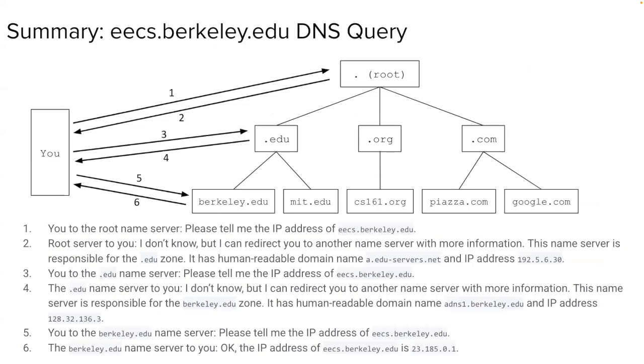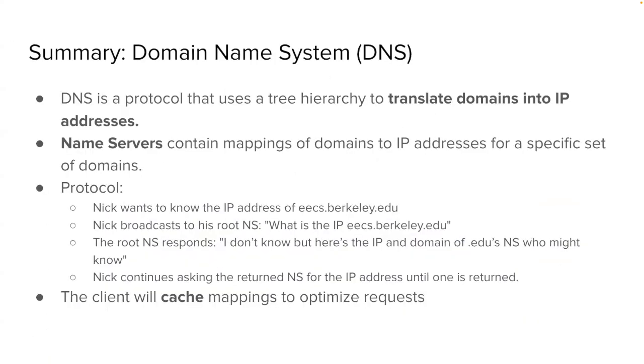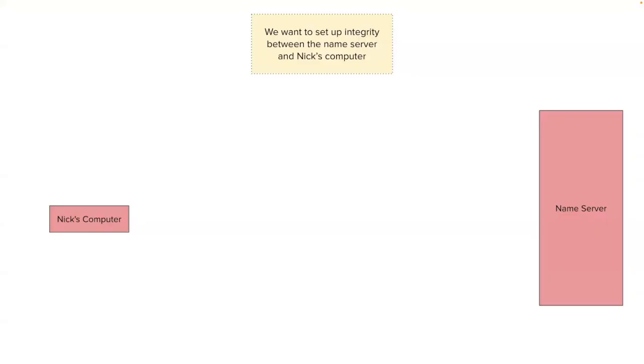So this is the summary. It's kind of the same thing. You talk to root. Root gives you, like, hey, this is the child I have. Go talk to my child. You talk to the child, that gives you another one. And then you talk to the final layer, which actually knows the mapping of x.berkeley.edu, and that can give you your answer section.